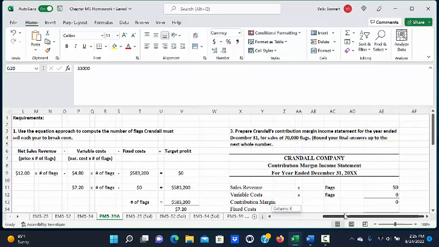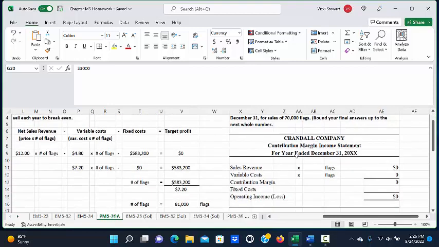The third part of the problem asks us to prepare Crandall's contribution margin income statement for the year ended December 31st for sales of 70,000 flags and to round any final answers up to the next whole number. So to determine the sales revenue for a contribution margin income statement, we would take $12 and multiply that by the number of flags we sold, which was 70,000, and that gives us sales revenue of $840,000.